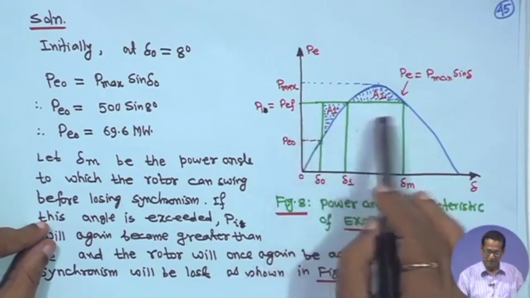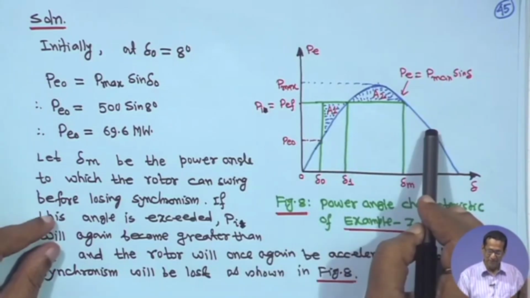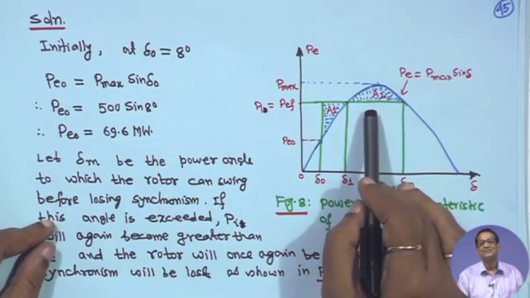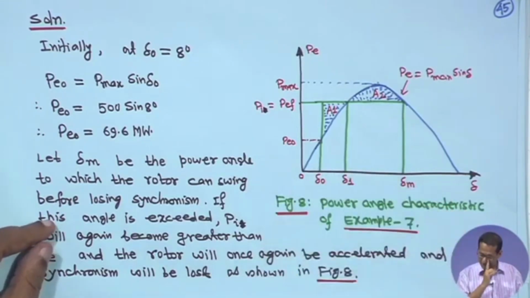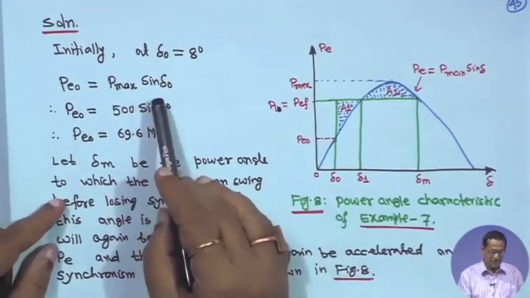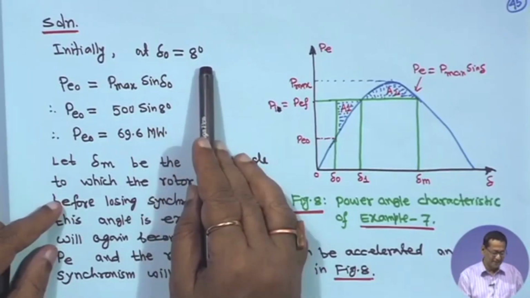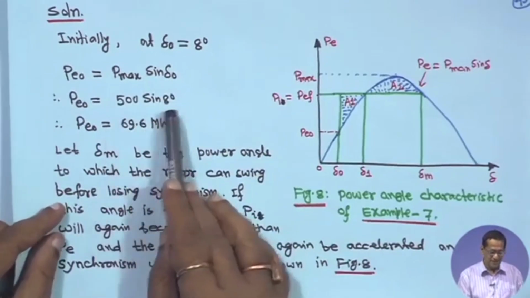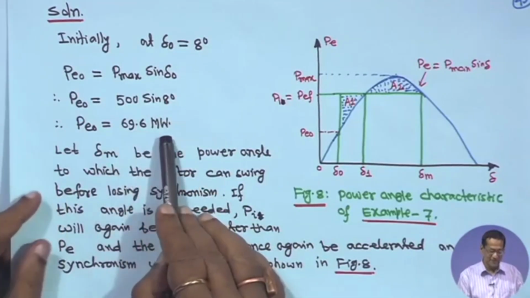If it goes more than delta m, then what will happen? P will be less than your P I, and the system will become unstable. I will come to that. So, P 0 is equal to P max sin delta 0, with delta 0 equal to 8 degree, and that comes to 69.6 megawatt.